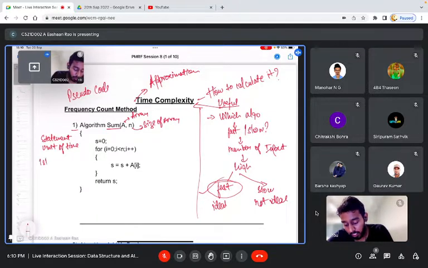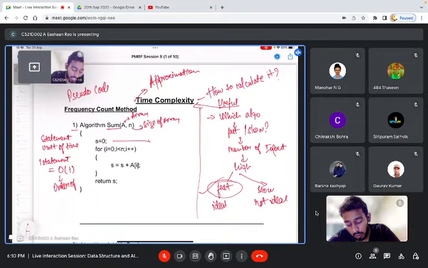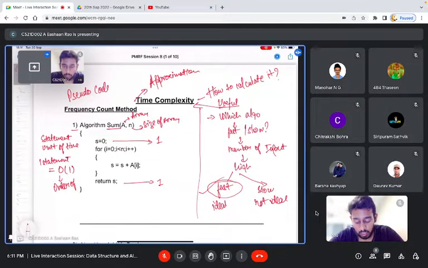One statement, we are approximating, will take order of one time. It's not big O, it's order of one time. When we say order of one, that means it takes 1 unit of time to execute one statement. For example, when we say s equals 0, it takes 1 unit of time because it is one statement. Now the return s statement also is going to execute once, so we will count it as 1 unit of time for the return s statement.